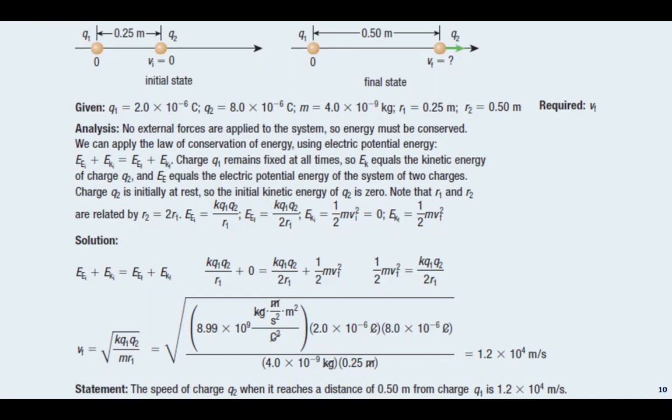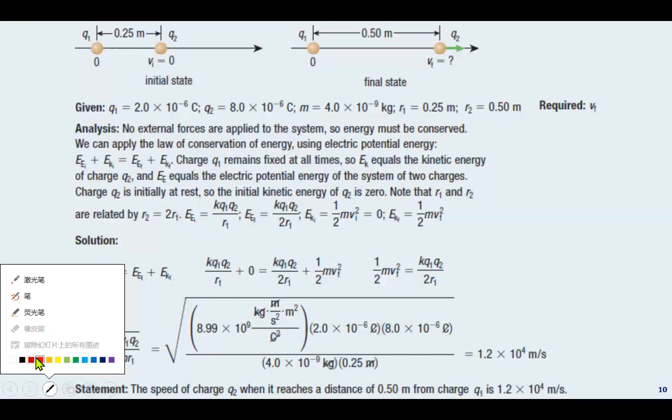And at the final state, there is kinetic energy for Q2 and also the electric potential energy of the system, right? So the difference of the electric potential energy between the initial state and final state should equal the gained kinetic energy of Q2, right? Okay, so follow this logic. We have the following relationship here.